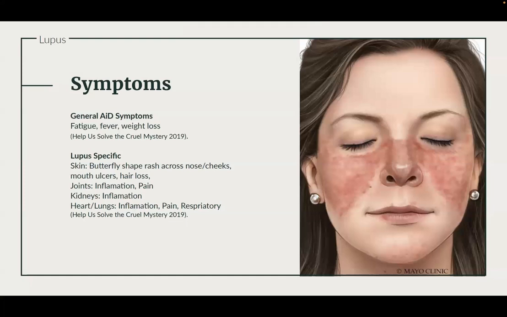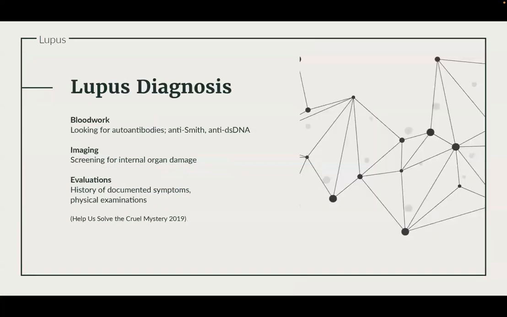And then the heart and lungs causes also inflammation here. So that's a very common thread throughout this disease. It inflames the lining around the lungs, and this can cause chest pain and difficulty breathing as well.